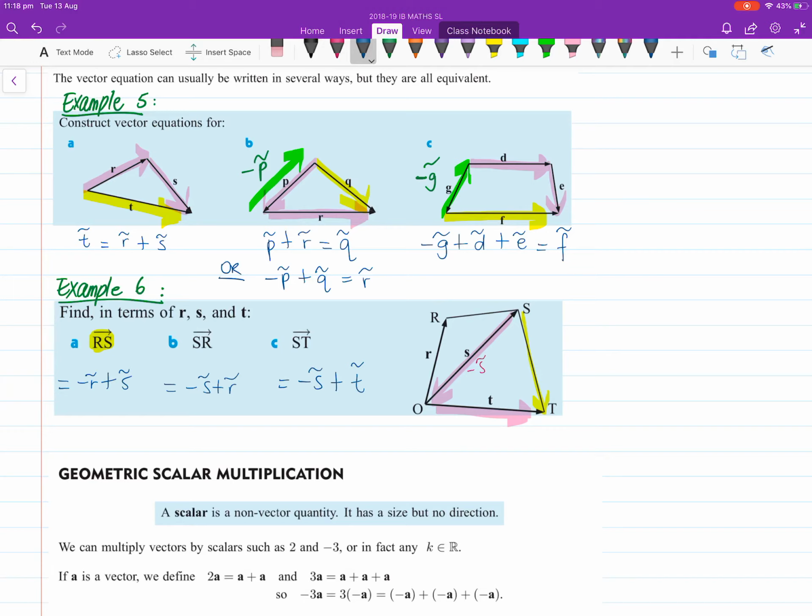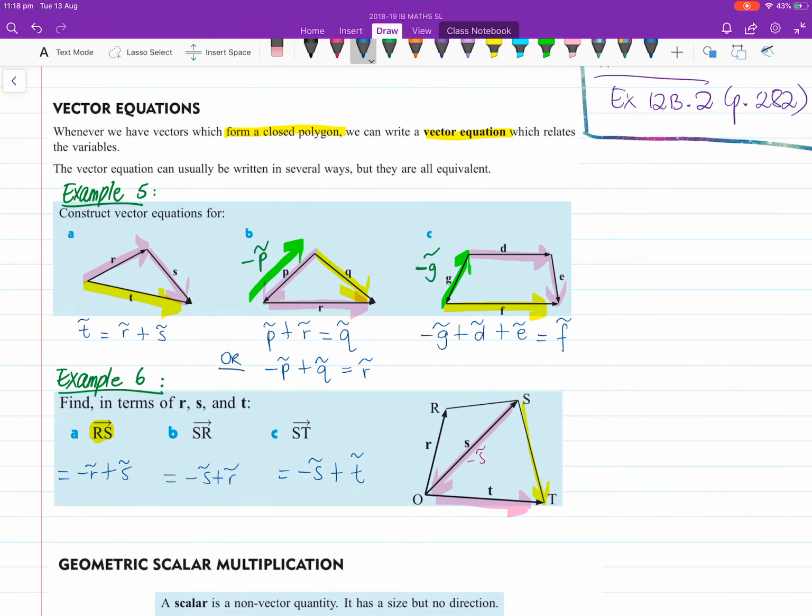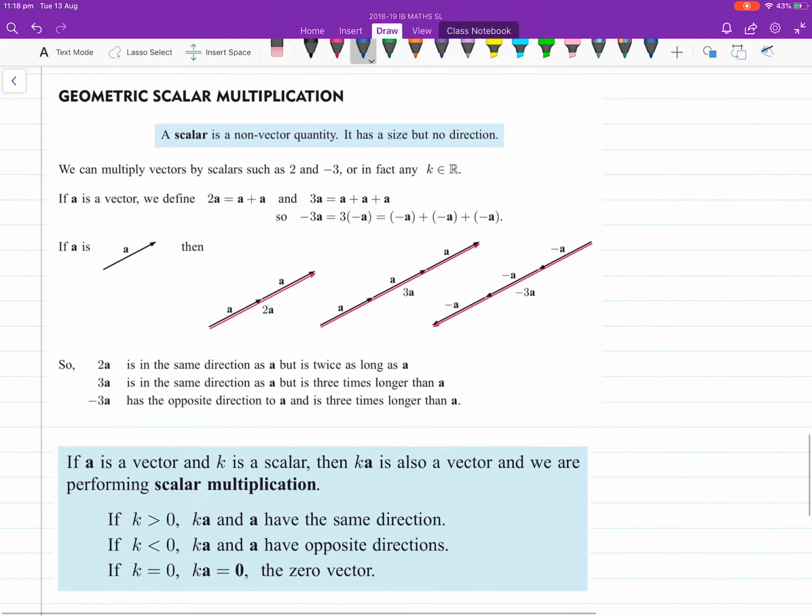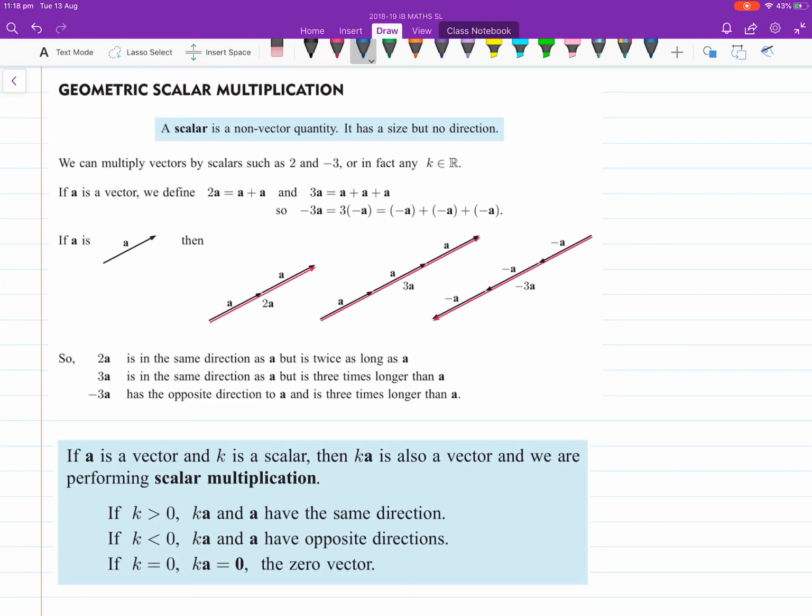Alright, so pretty straightforward. It's very visual, so you're just going to practice visualizing the arrows and where you put them and how you line them up from tail to tip and add them up. So that is vector equations. Let's go down to geometric scalar multiplication.